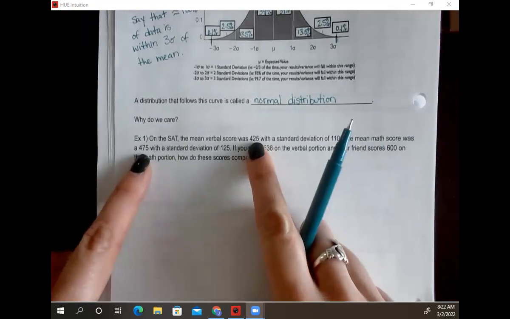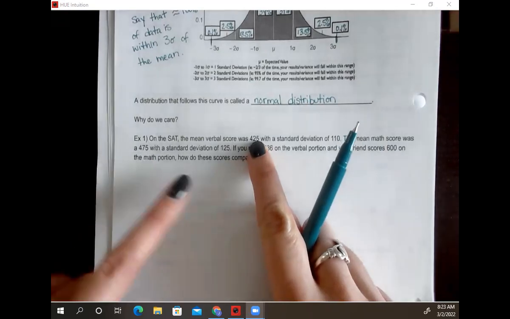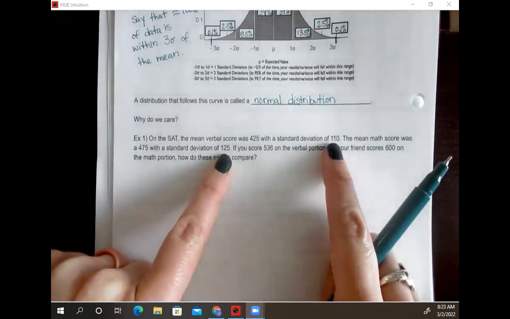Now notice that the means are different here. They're different by about 50 points. The standard deviations are different too, a little higher for that math test. So let's take a look at what those curves would look like.